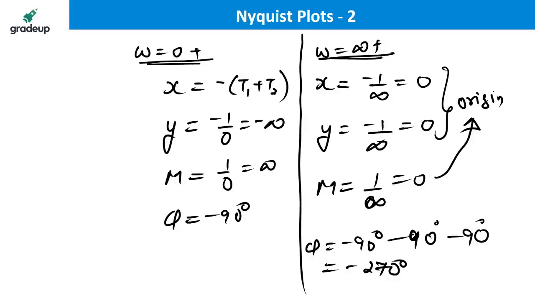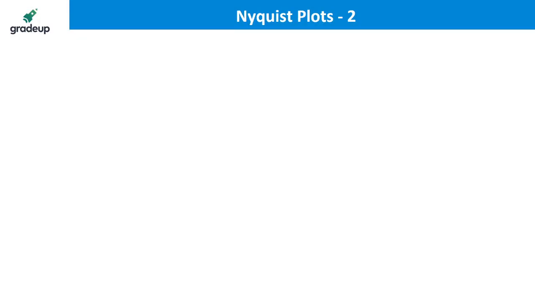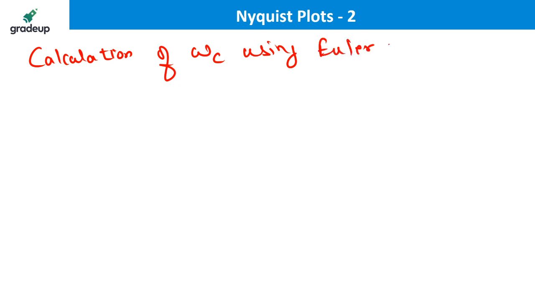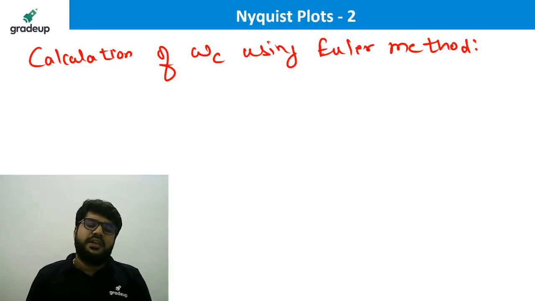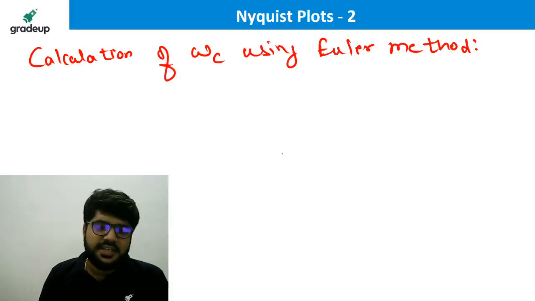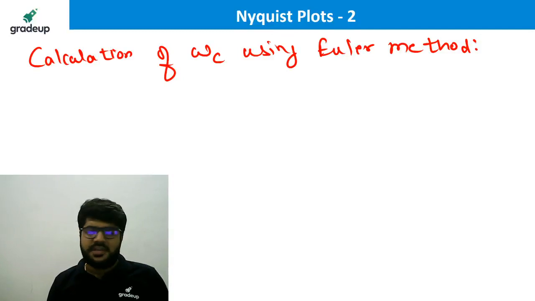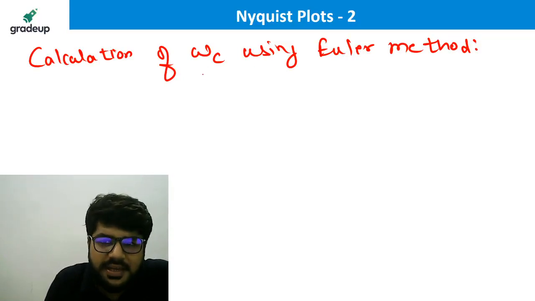All right. So now how to proceed? How to complete the plot? Okay, so I will now show you the calculation of the critical frequency using the Euler method, because in every question now we will not apply the Cartesian steps every time. Rationalizing, simplifying, observing the quadrant is not required. Just calculate omega c using Euler.